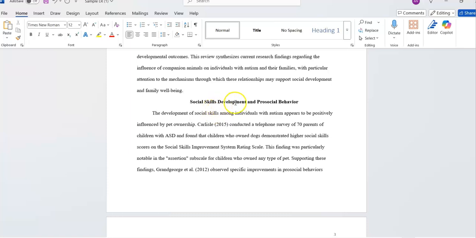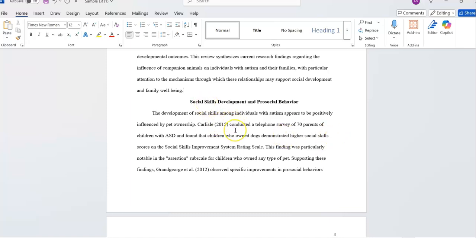So you're going to now discuss how this particular theme was reviewed or was researched, was reported on in your studies. So if we read out loud, the development of social skills among individuals with autism appear to be positively influenced by pet ownership. So this is sort of a general topic sentence. So you're going to make a general statement about that particular theme. Now, you've got to go and tell me what your various studies said about that theme.